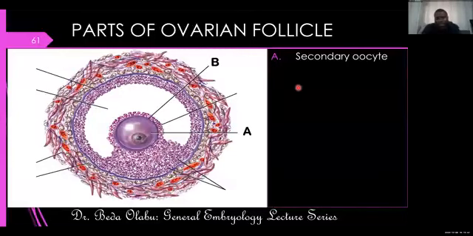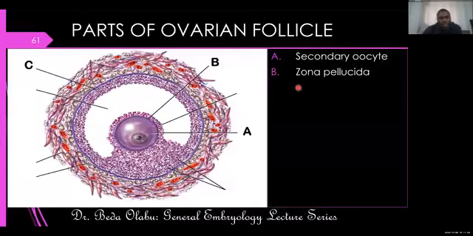The covering of the oocyte, whether primary or secondary, is what we call the zona pellucida. It's a glycoprotein covering. This other layer here is the basement membrane of the follicular cells. These are the follicular cells. As you can see, it's a stratified epithelium. That's the basement membrane of this stratified epithelium.